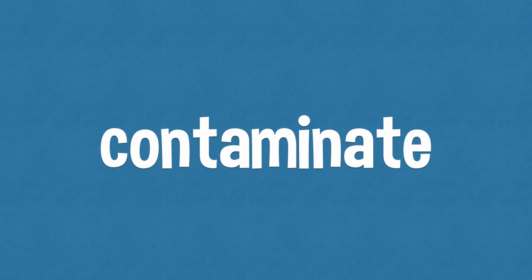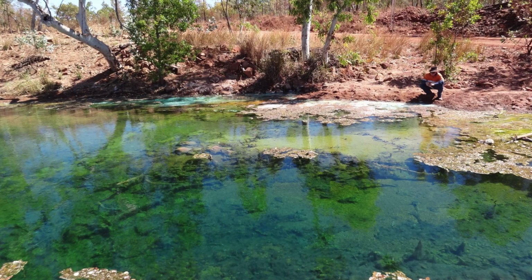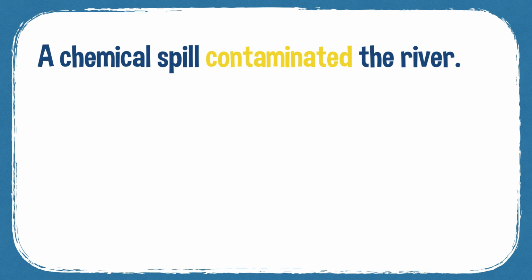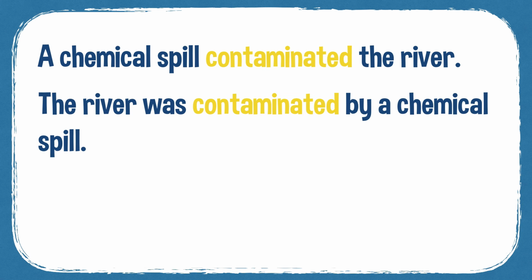Your next word is contaminate. Now if something is contaminated, it becomes dirty or harmful. So this water is contaminated maybe with chemicals from a factory. And things can be contaminated by oil, dirt, chemicals, radiation. So for example, a chemical spill contaminated the river. The river was contaminated by a chemical spill. So the second sentence is the passive form of the first sentence.